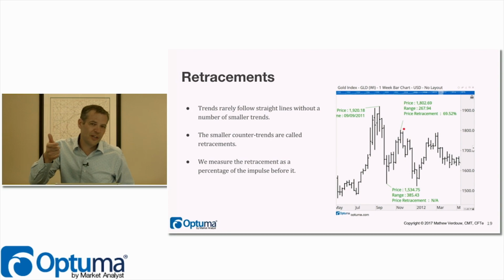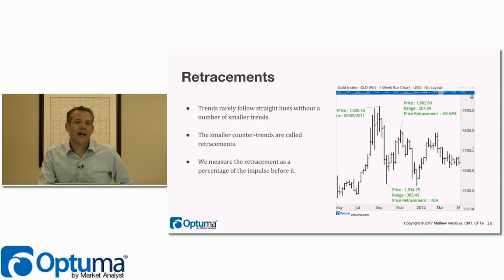Now this can happen in bull and bear markets. So in an upward trend, the retracements would be down. In a downward trend, the retracements are up. In this case, we can see that our retracement, the tool's telling us, is almost 70%. And so we can look at that.